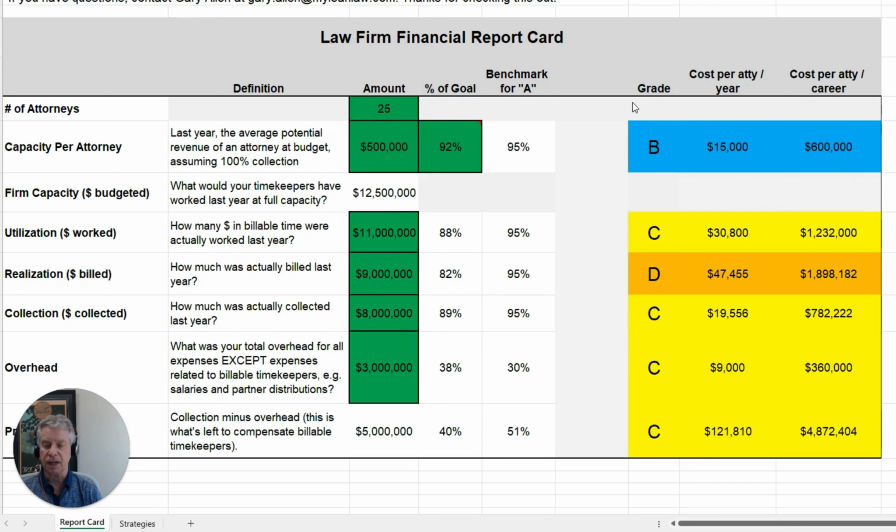So when you've done that, you get a grade over in this section. It's color coded from green to red, and you can see there were basically B's, C's, and D's on this example. So that gives you a sense of where you are relative to top performance. So let's go look at what you can do about that in the Strategies tab.